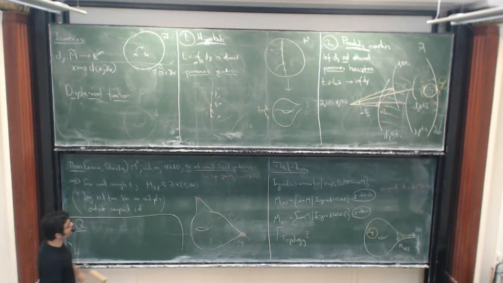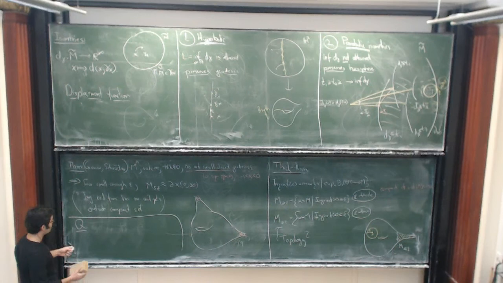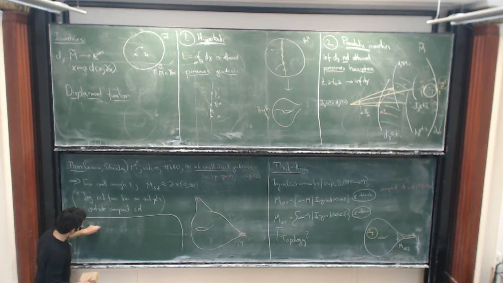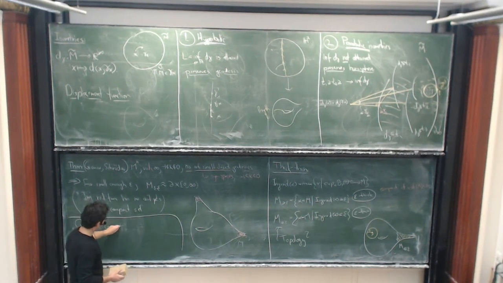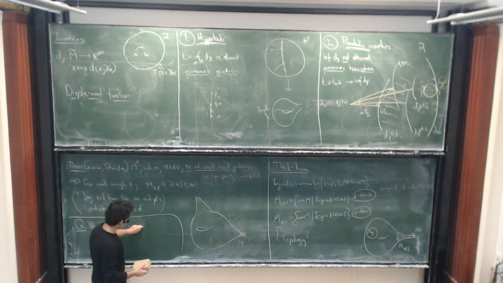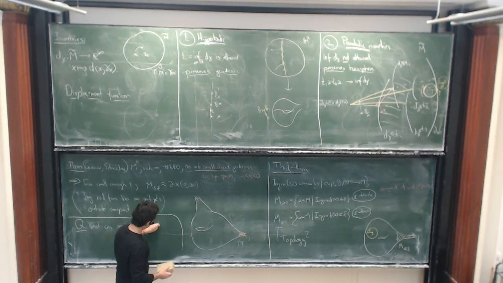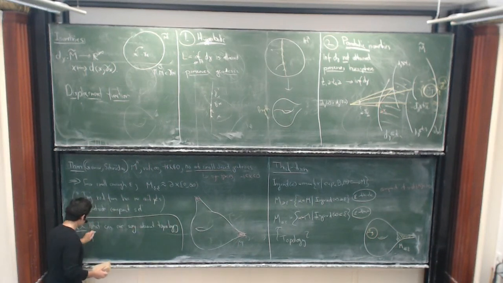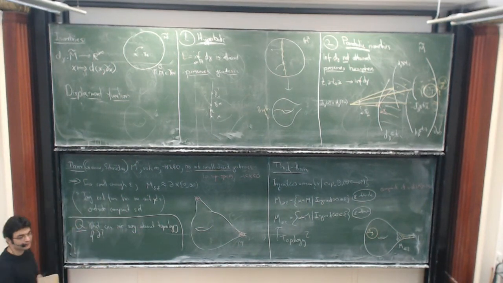But then this leads to the question: what can you say about the topology of this boundary? Again, there might be more than one. I'm not saying that it's necessarily unique. So what can one say about the topology of this boundary?